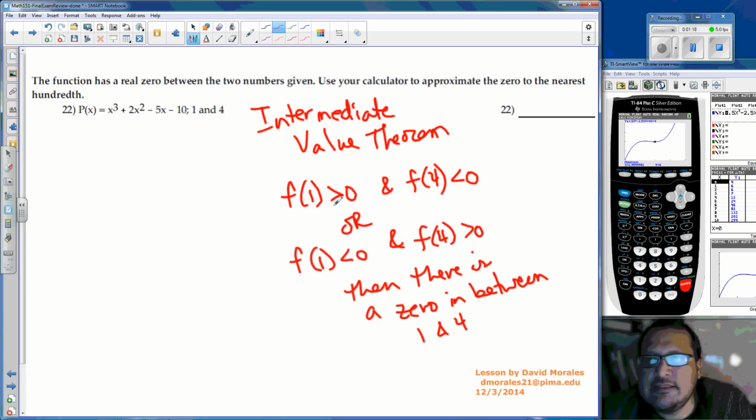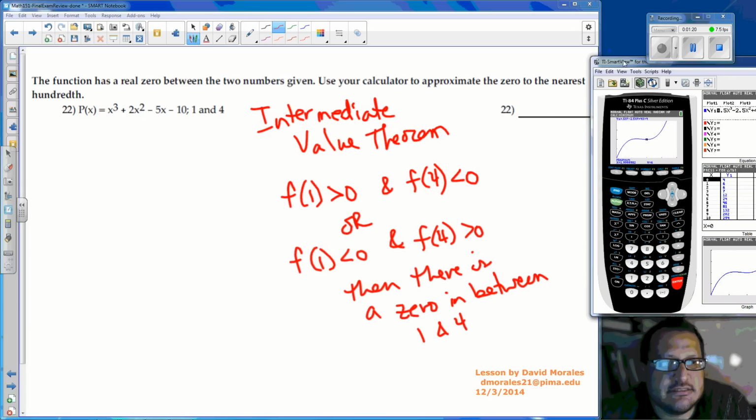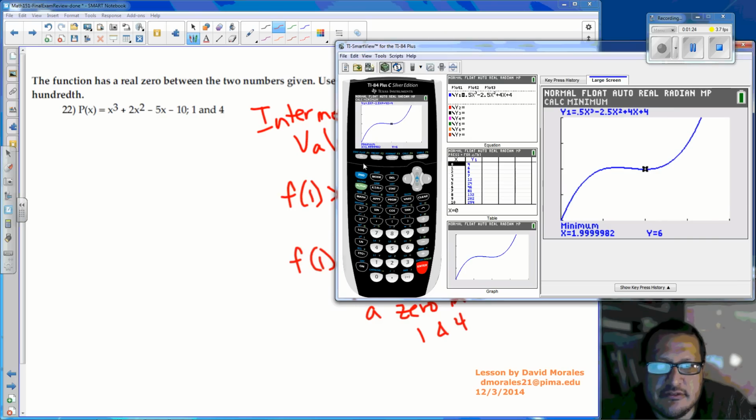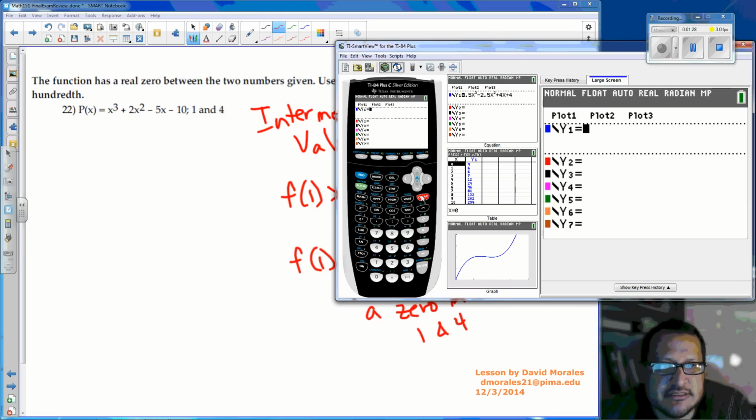So let's graph this to find the answer. Okay, so we have y equals x cubed plus 2x. Now I can already see there's another way to solve it. I'm going to solve this another way when we're done. x squared minus 5x minus 10. That's our graph.